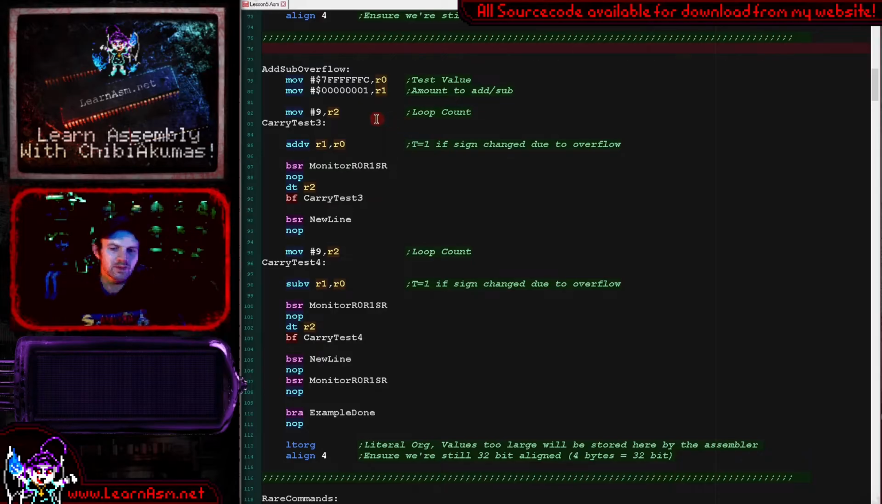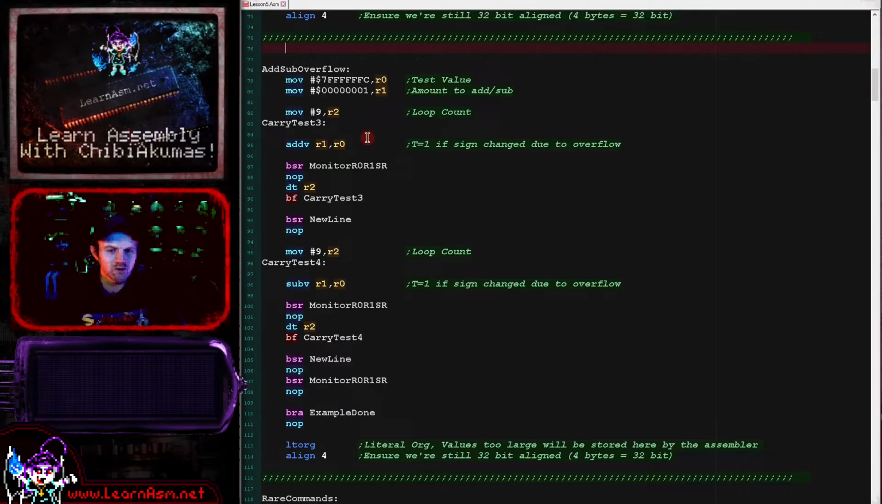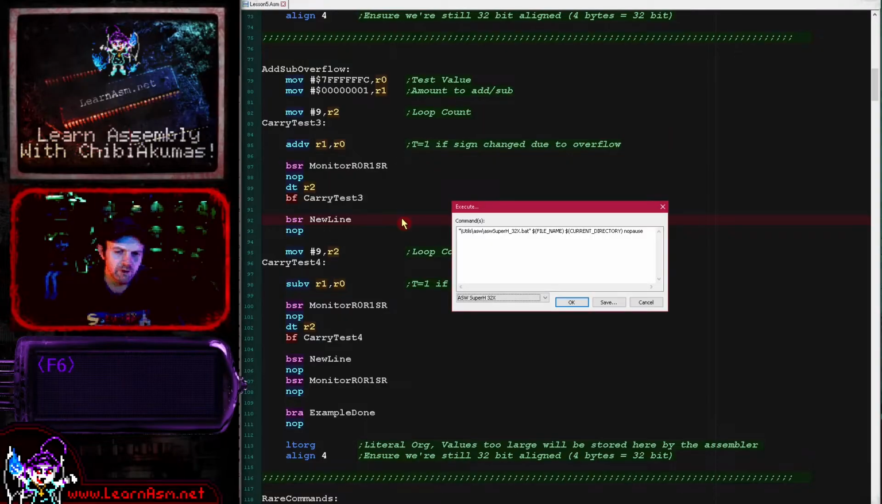So how do we detect it? Well, we need to use special commands. The regular commands do not set the T flag according to overflow. The T flag doesn't usually get set at all. It will get set by our add C and our sub C for the carry. But if we're concerned our value might overflow, we need to use add V and sub V, and these will set the T flag according to the overflow.